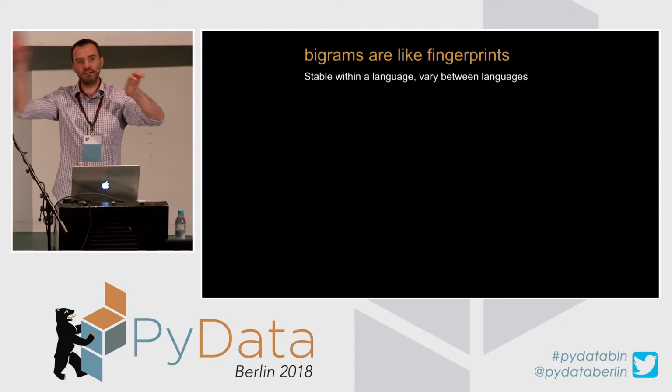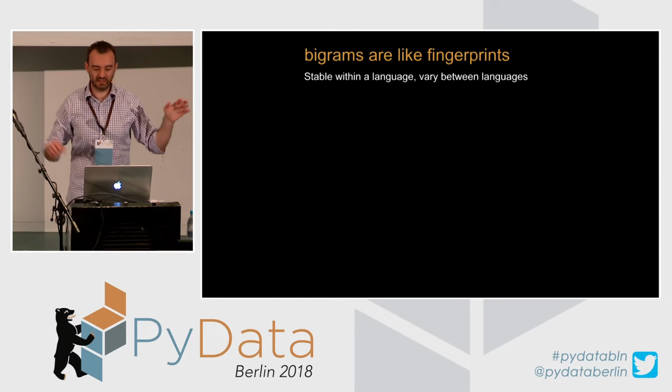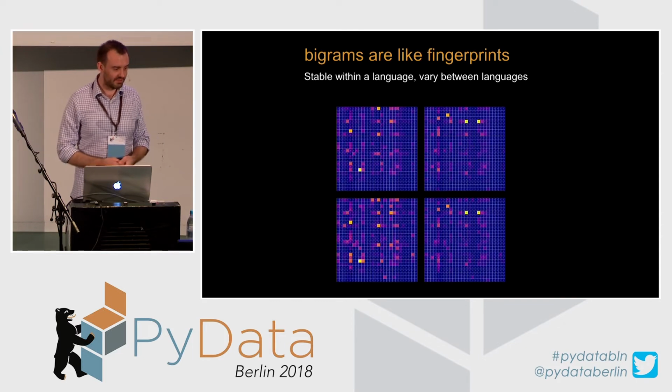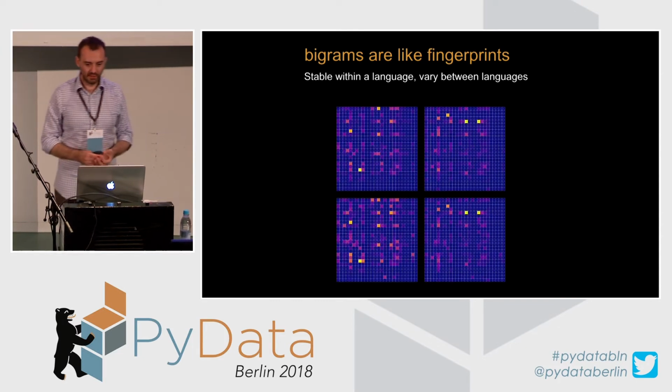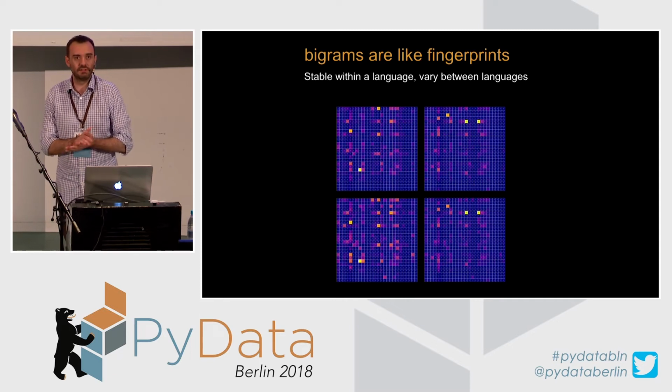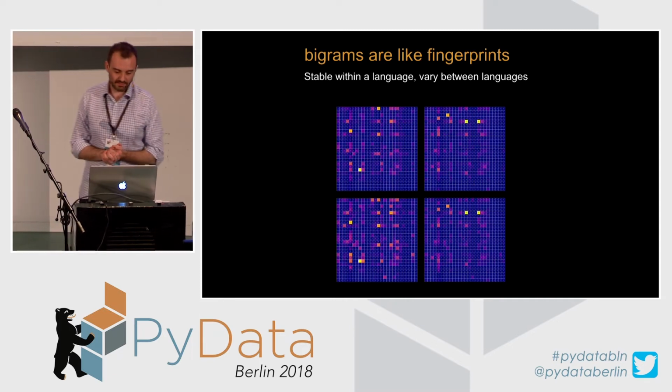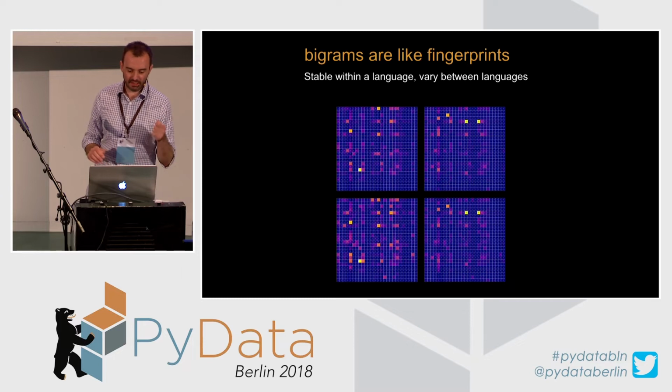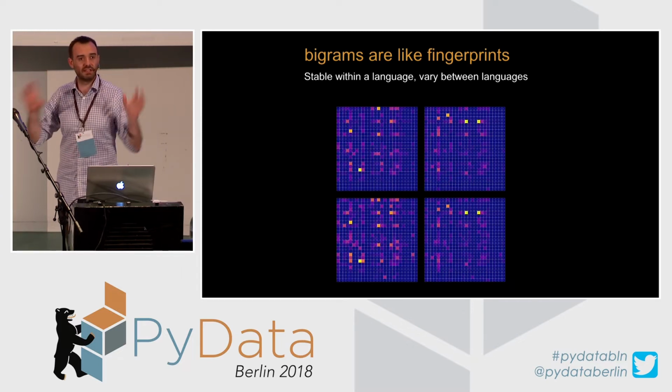But they also vary between languages. So German and English bigrams are quite different. Let me give you an illustration. I won't label the rows and columns of these bigram heat map matrices just yet, but I want you to observe that on the left-hand side, the top and bottom matrices are visually quite similar.